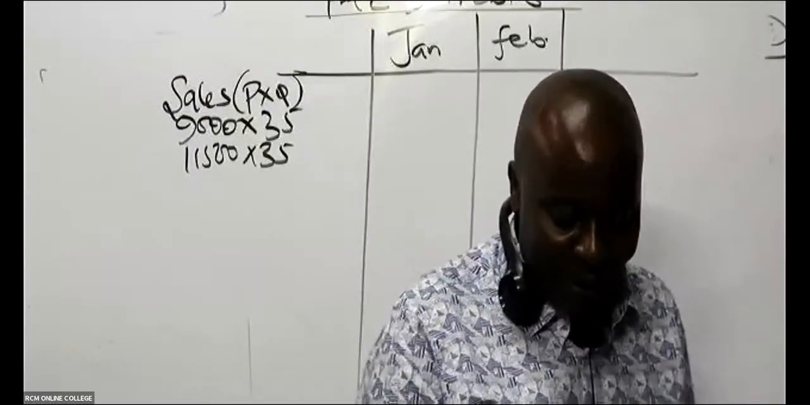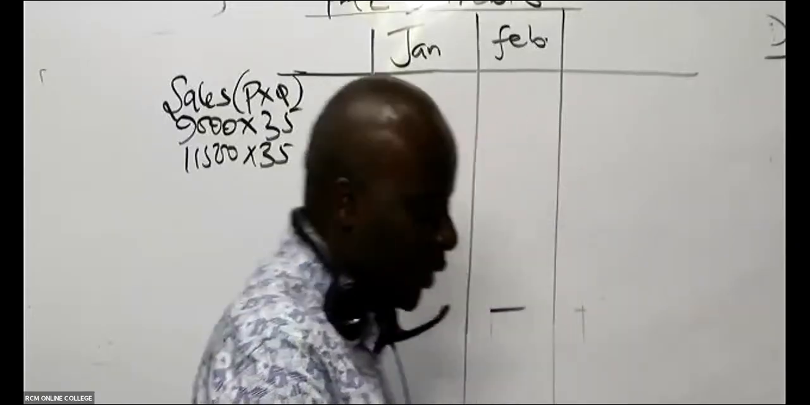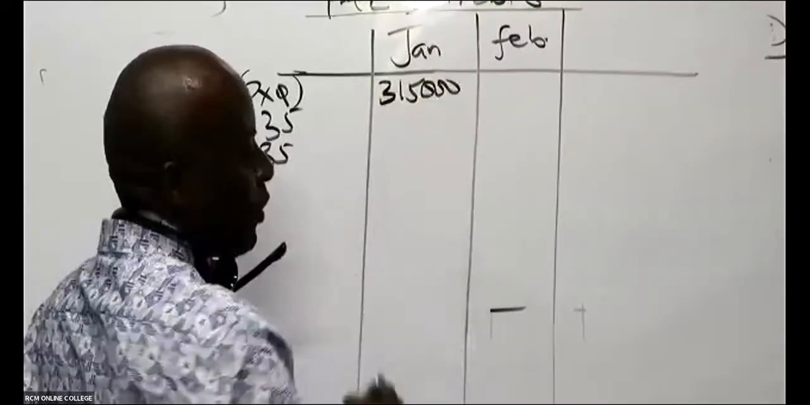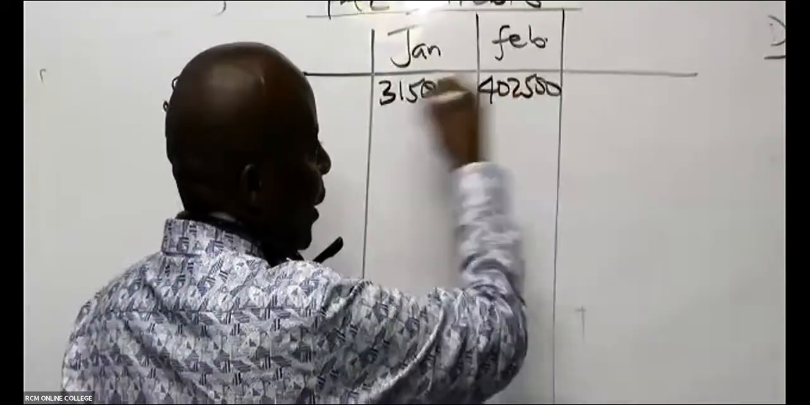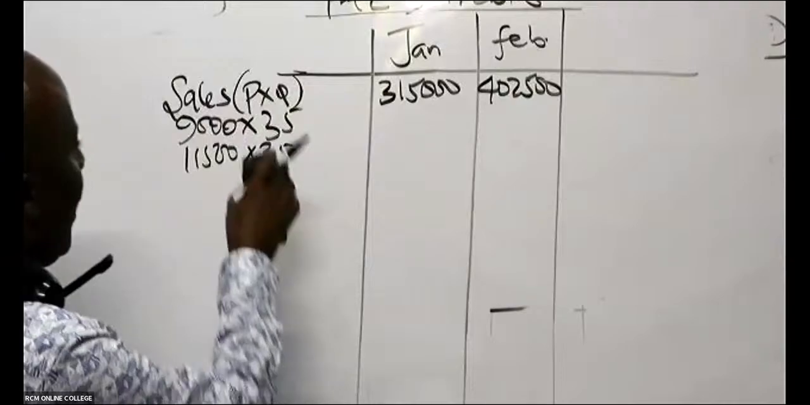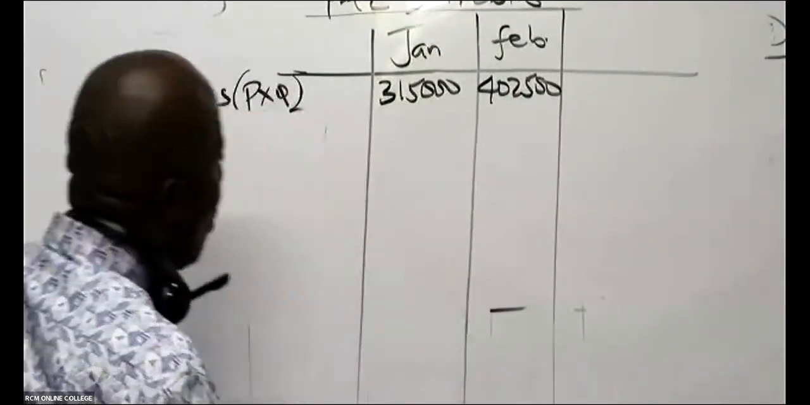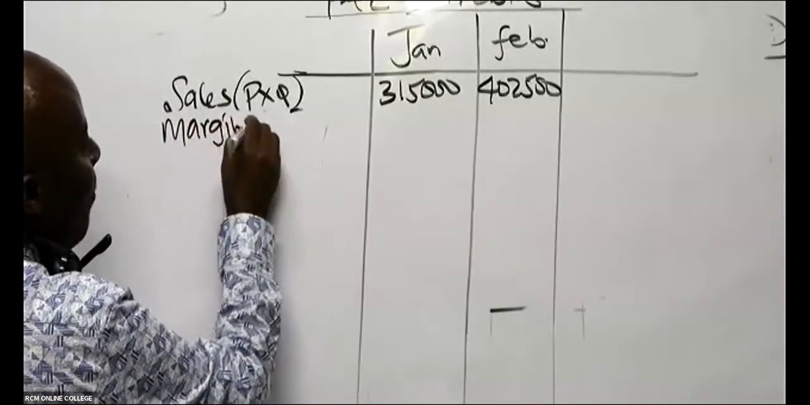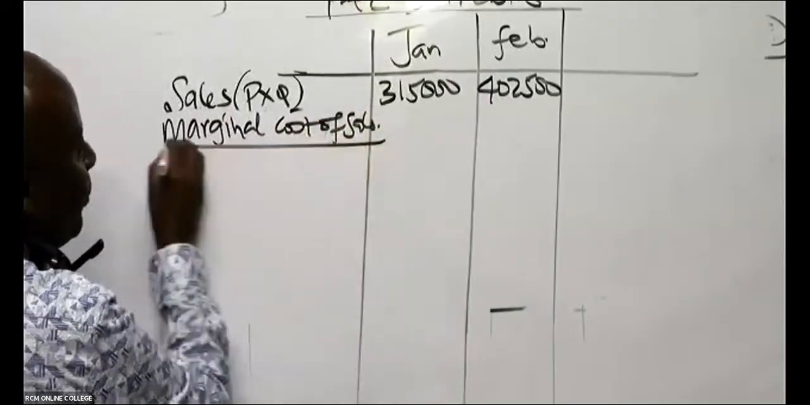Everything shall be fine. So then are you able to give me these numbers? January 315,000, isn't it? And then February 402,500. And now with your permission, I will grab this. That is sales. So from there, you come and give us what we call the marginal cost of sales. So you less the marginal cost of sales.